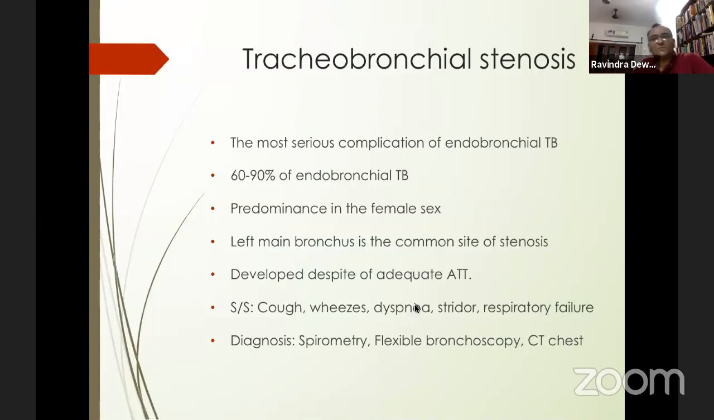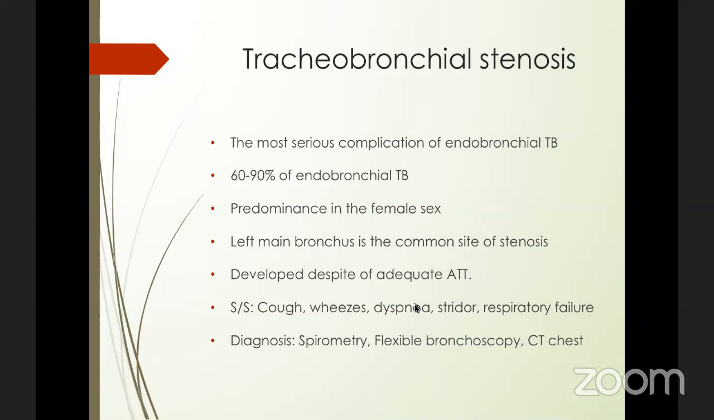Then tracheobronchial stenosis, the most serious complication of endobronchial TB. It happens in 60 to 90% of endobronchial TB, with predominance in the female sex, and the left main bronchus is the commonest site of stenosis. It develops despite adequate ATT. The patient gets microbiologically cured.